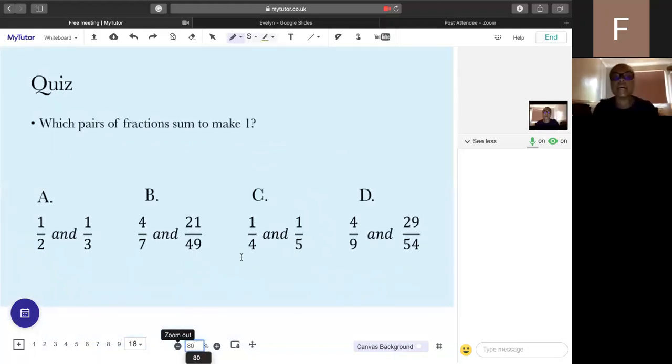So which pairs of fractions sum to make 1? Is it 1/2 and 1/3? Is it 4/7 and 21/49? Is it a quarter and a fifth? Is it 4/9 and 29/54?